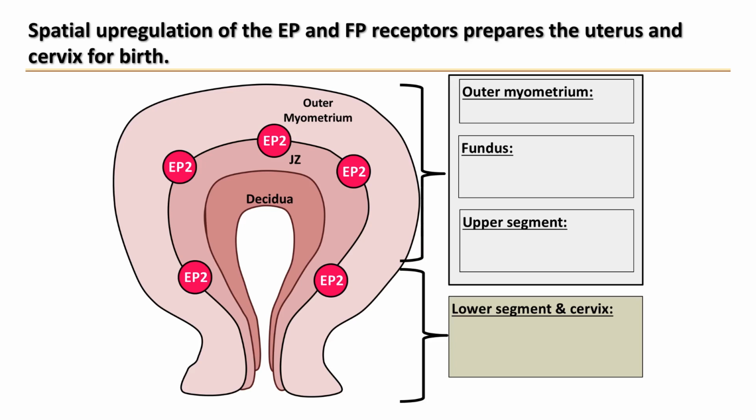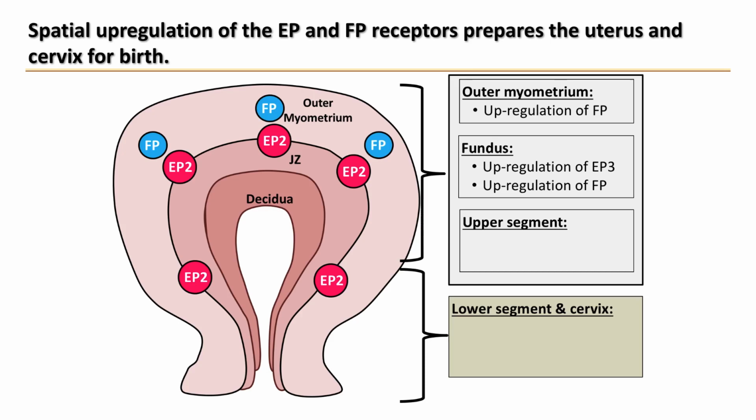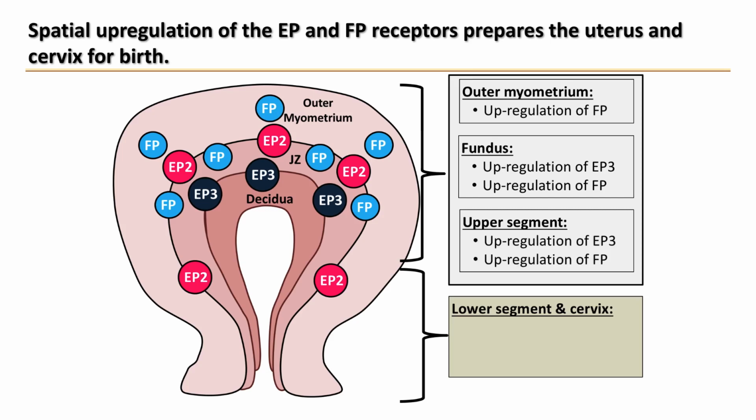When we look at the EP and FP receptors, we also know that they are involved. Note that the EP2 receptor is localized predominantly, as we mentioned before, in the junctional zone, which is causing predominantly quiescence and relaxation. As we prepare for birth, moving into phase 2 and phase 3 of parturition, we do see an upregulation of the prostaglandin F receptors in the outer myometrium, thereby providing another mechanism for contractility. In the upper fundus, we see an upregulation of EP3 and FP, which now will allow prostaglandin E to also contribute to contractility. In the upper segment, we see again both EP3 and FP.